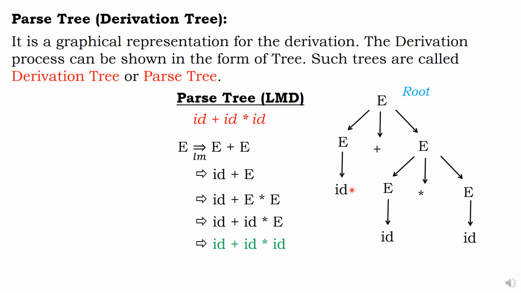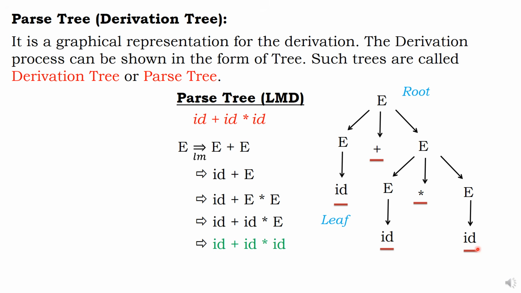Now who is E? Parse tree. Is it a graphical representation? Yes. This is the graphical representation of your derivation. The derivation process is shown in the form of a tree. Such a tree is called a derivation tree or parse tree. Now who is E? Root. Who are all these fellows? Leaf. Now these all are called leaf. The ending points are called terminals.